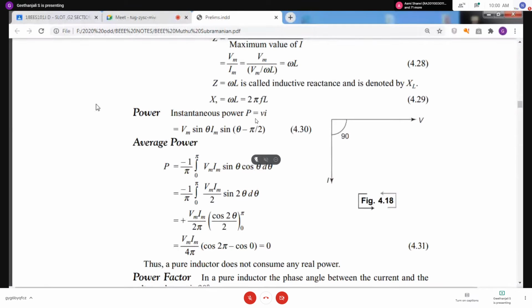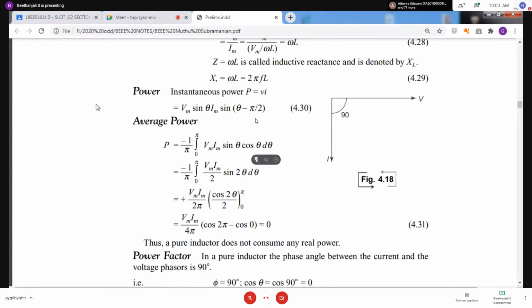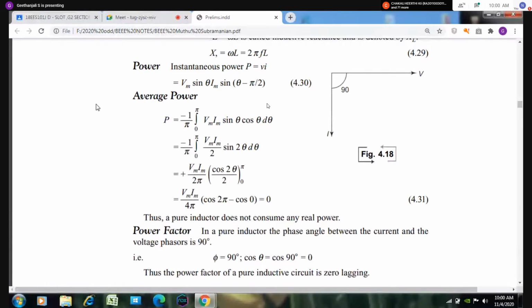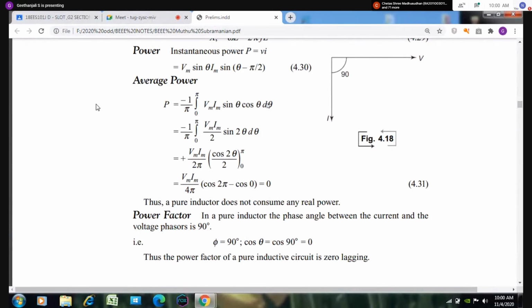Then what about this power? We have seen VI, the instantaneous average power. Since it is a symmetrical waveform, same thing. You have to consider the positive half cycle. You should not consider the entire whole cycle, right? Then differentiate. Then finally you will get the average power as 0. So the average power for the pure inductive circuit is 0.